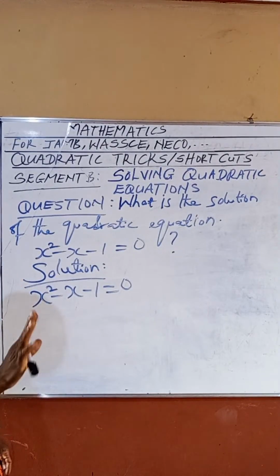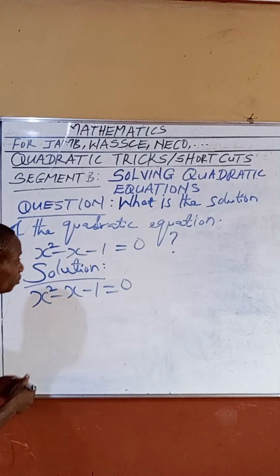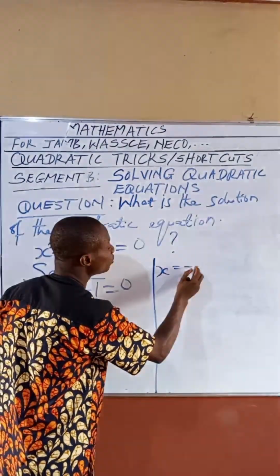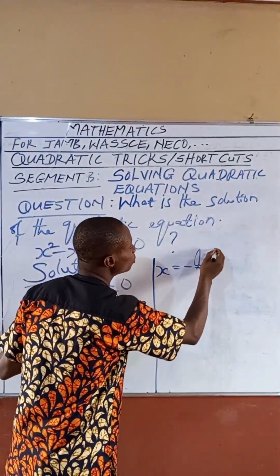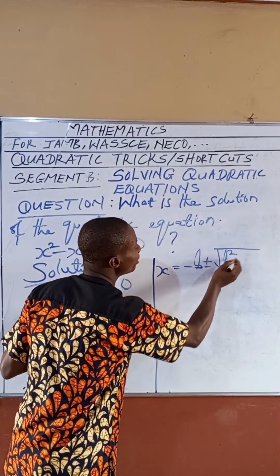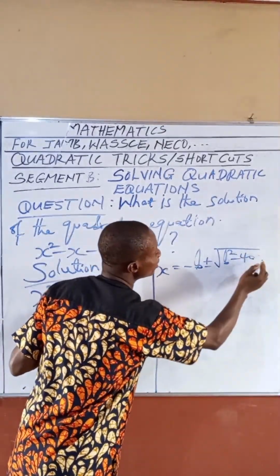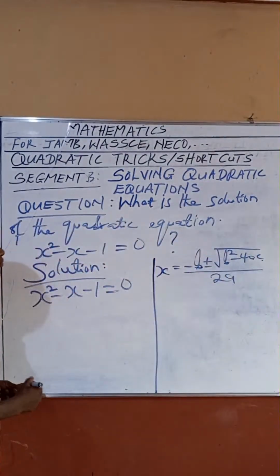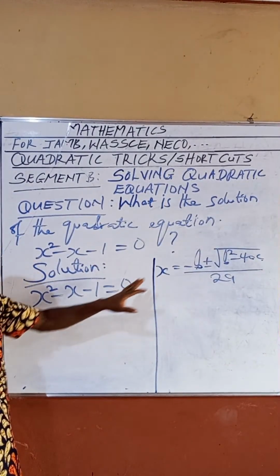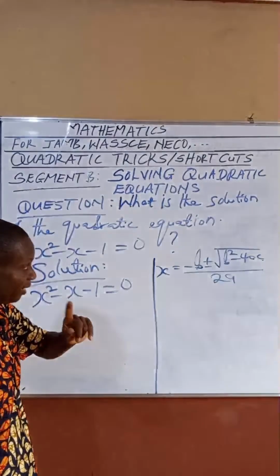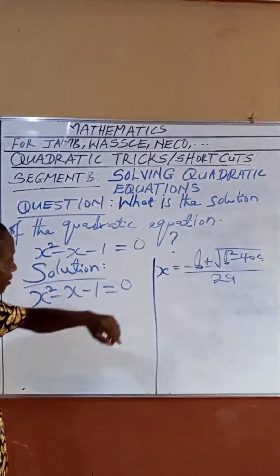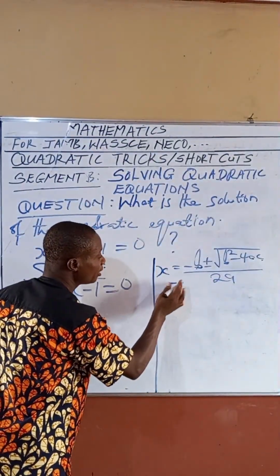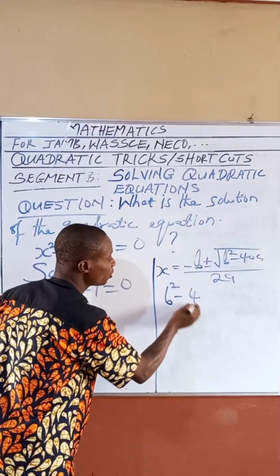Now let's look at the general equation. Let me just show you. I'm sure you already know it. Look at this. We have x equals minus b plus or minus the root of b squared minus 4ac, all divided by 2a. Look at this expression. This expression is very important. I want to show you something here. You see inside the root, we have b squared minus 4ac.